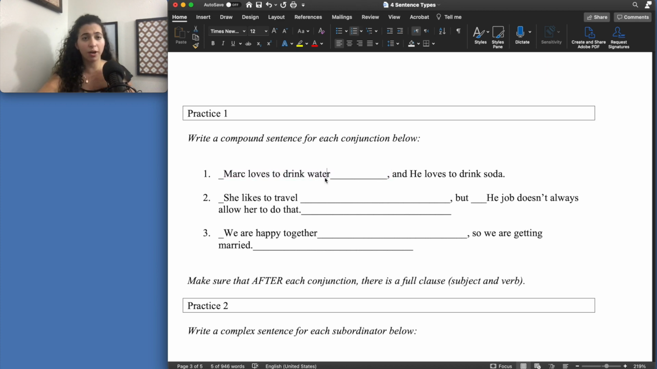Mark loves to drink water. It could stand by itself. He loves to drink soda. It could stand by itself. She likes to travel. Can stand by itself. Her job, this is incorrect. Her job doesn't always allow her to do that. Can stand by itself. We are happy together. We are getting married. Again, they each stand by itself, but they are connected with a conjunction.